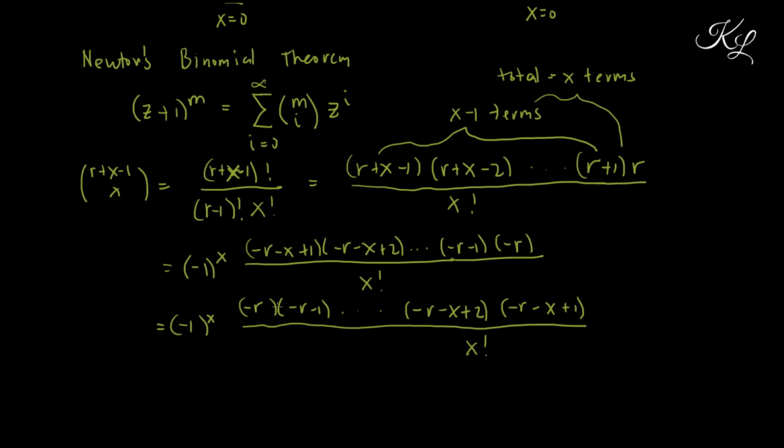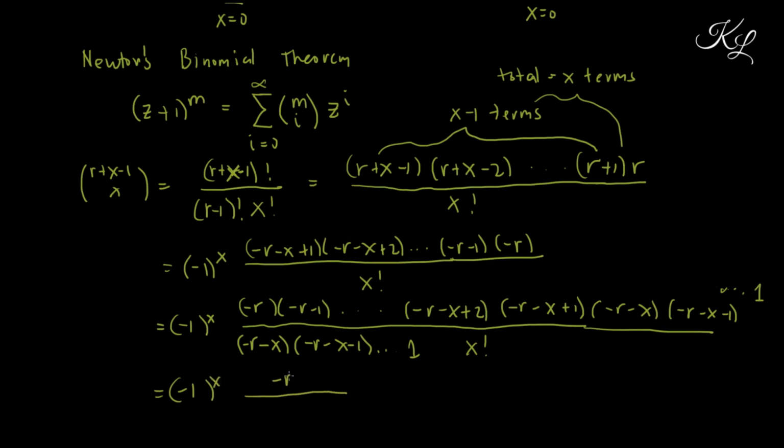Now, if you observe carefully, this term is just reduced by 1 until this one. But we can extend it until 1 if we multiply it by this term minus 1. We can have negative r minus x, and negative r minus x minus 1, until 1. But in order to do that, we also need to multiply at the denominator by negative r minus x minus 1, until 1. So the numerator will now become negative r factorial, because negative r minus 1 until 1, and we have negative r minus x until 1, so we have negative r minus x factorial. Then we have x factorial here.